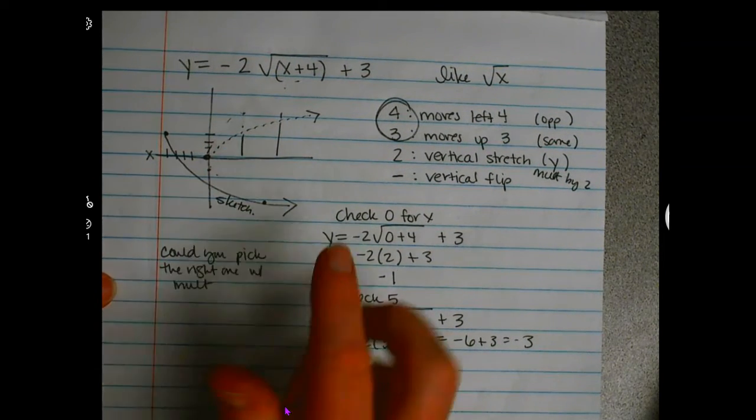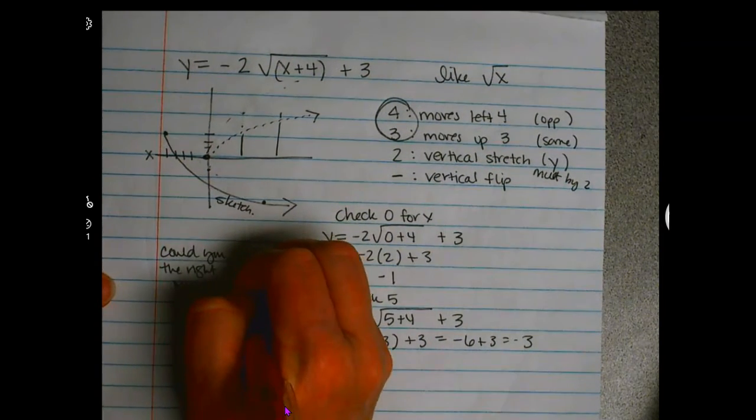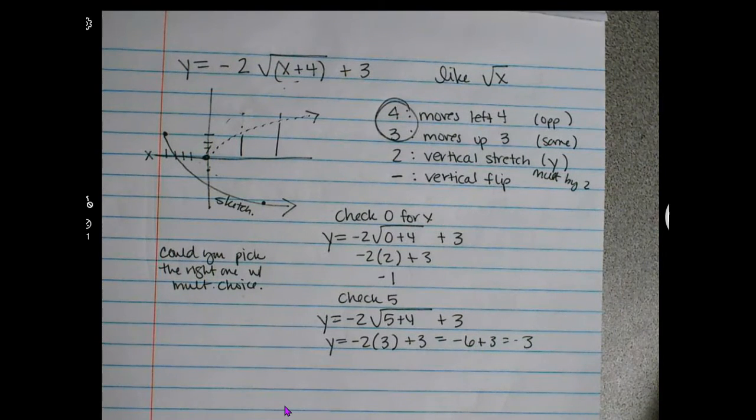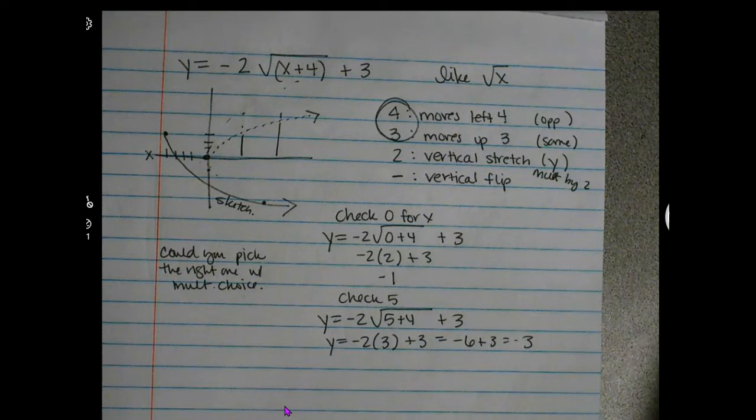Could you pick the right one with multiple choice? And that way it's already sketched for you. You don't have to mess it up, but could you tell? So that's what section 3.3 was about, using the cheat sheet that has all the parent functions. Could you move stuff around? And you had some practice there.